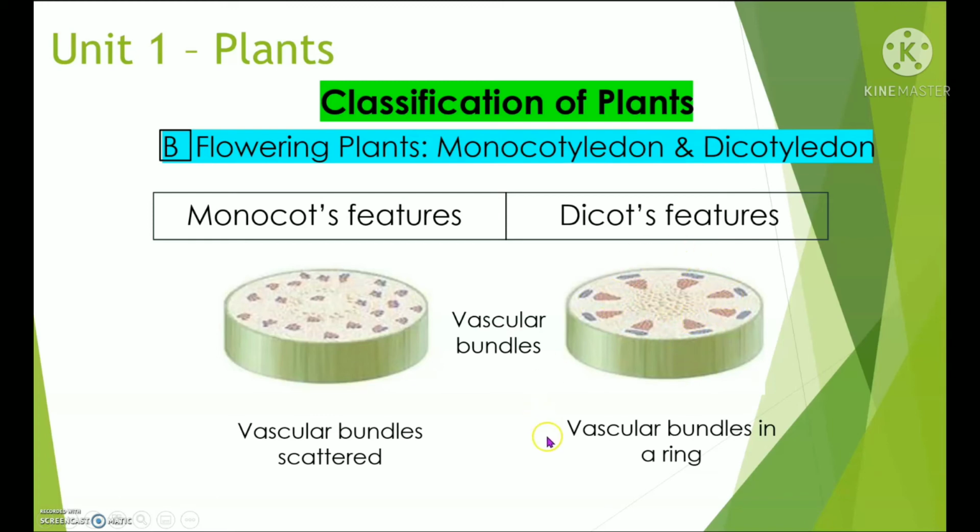So monocot's vascular bundles are scattered, everywhere in the stem. And for dicot, the shape is a circle or ring. Again, what is the difference between monocot and dicot vascular bundles? Very good. In monocot, the vascular bundles are scattered, while in dicot, the vascular bundles are in the shape of a ring or circle. Very good.